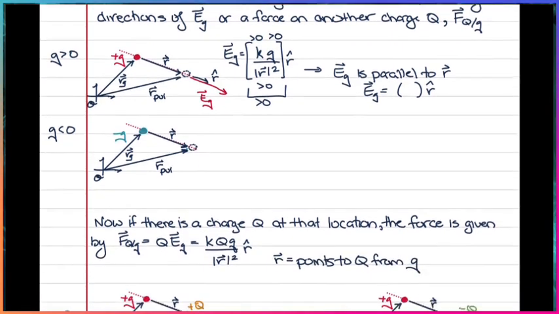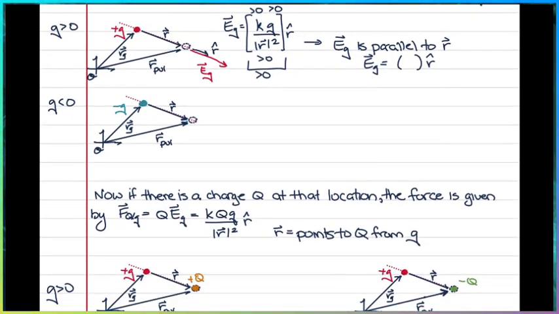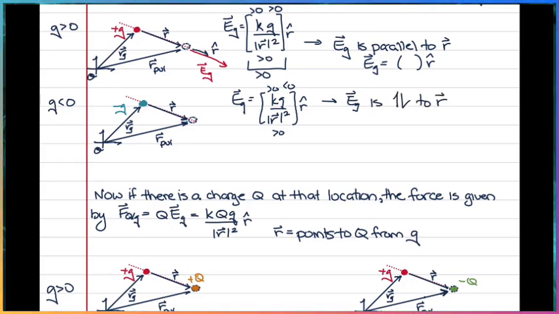Then, if the charge is negative, you can see that nothing really changes, but the electric field better flip signs. So we still got kQ over the distance squared times r hat. And now K is positive, the denominator is positive, but Q is negative. So overall, that thing in brackets is negative, which implies that the electric field as a result from Q is anti-parallel to r.